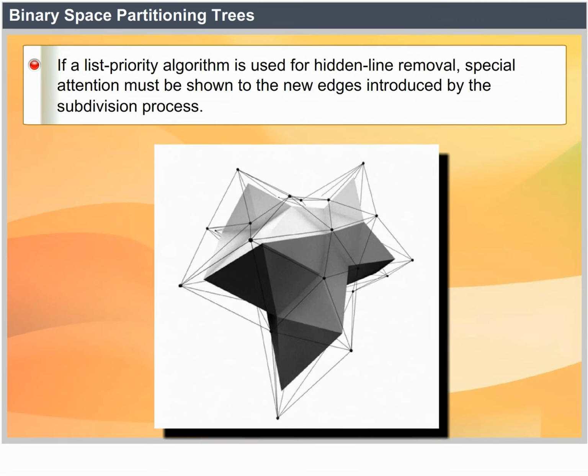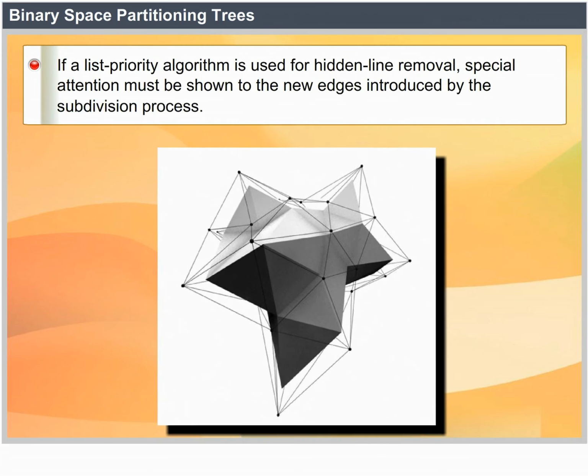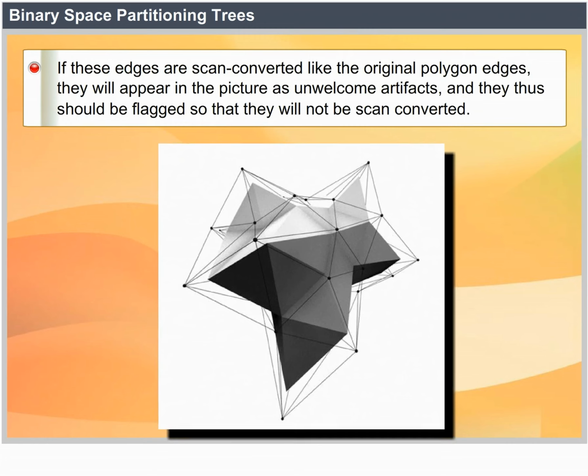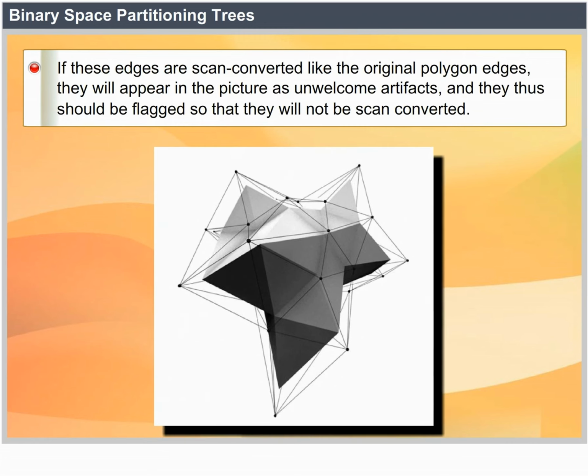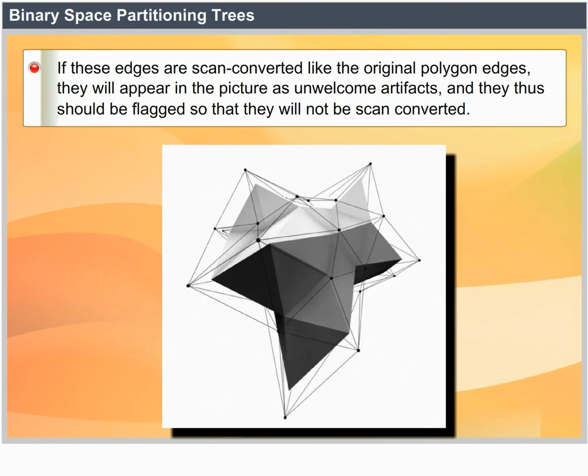If a list priority algorithm is used for hidden line removal, special attention must be paid to the new edges introduced by the subdivision process. If these edges are scan converted like the original polygon edges, they will appear in the picture as unwelcome artifacts, and they thus should be flagged so that they will not be scan converted.